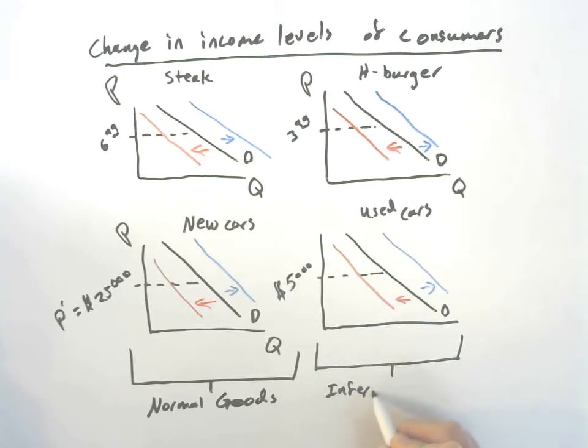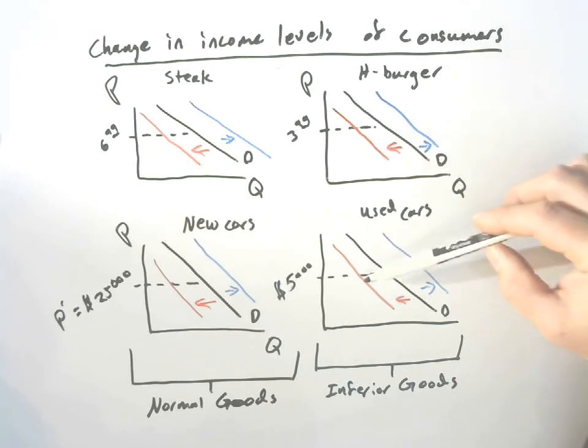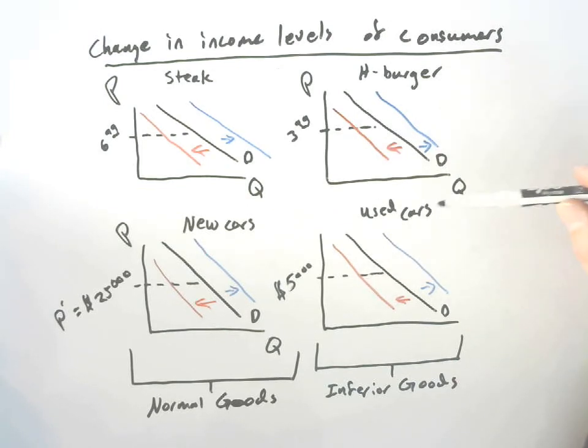We call hamburger and used cars inferior goods. These are goods defined by a negative relationship between changes in income levels and changes in the demand for the good. Let me repeat that. An inferior good is defined as a negative relationship between changes in income levels and changes in the demand for the good. In other words, incomes rise, demand falls for these products. Income levels fall, demand rises for these products.